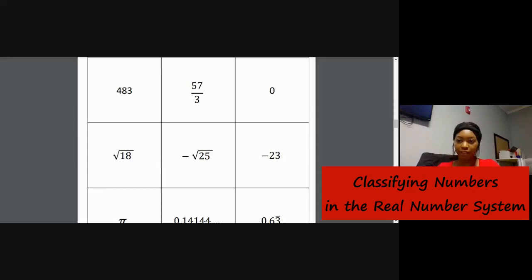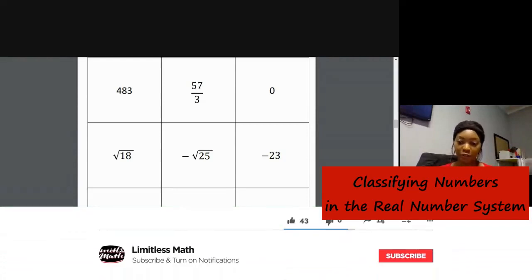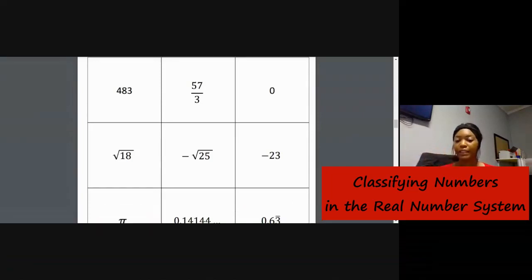The number is 57 over 3. What classifications do you think it is? Everybody respond in the chat, please. All the classifications you think for 57 over 3. Is it rational? Is it irrational? Is it an integer? Is it natural? Is it whole? What do you say? 57 over 3. Let me know in the chat.